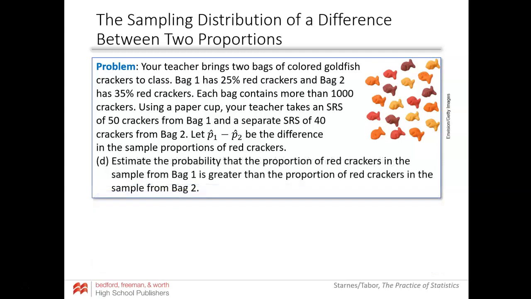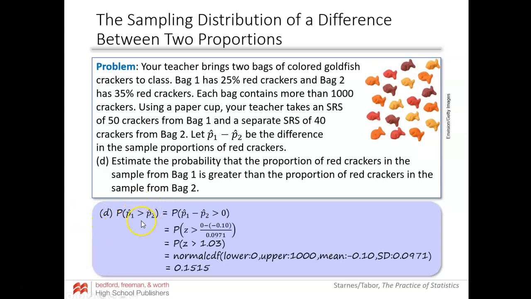Ooh. And of course, there's a part D. Estimate the probability that the proportion of red crackers in the sample from bag 1 is greater than the sample from bag 2. Now, they're going to be a little crafty in how they set up this normal distribution. So when they write it in inequality notation, it says the probability that p hat 1 is greater than p hat 2. But that's not something we can do on our calculator, so they got to rearrange it so that it has something to do with 0, or at least the difference in proportions. So what they did is they subtracted the p hat 2 over, and they got p hat 1 minus p hat 2 has to be greater than 0. Well, this is perfect. This is something that we can do normal distribution calculations on.